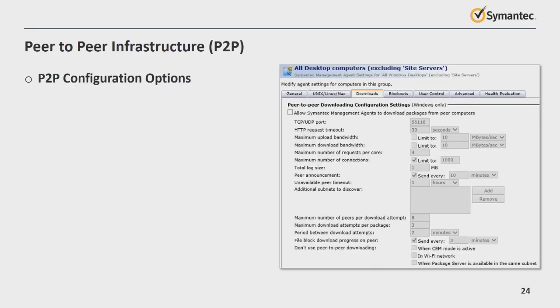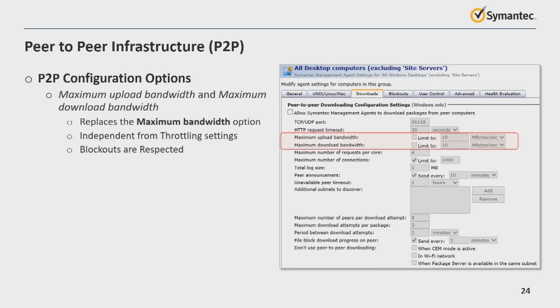Okay, so we have a few more P2P options. So if you've worked with the peer-to-peer in 8.1, we've actually enhanced that to include a couple of new features. So we replaced the maximum bandwidth option that you see in 8.1 with 2, right? So in this case, I can set the maximum upload and the maximum download. So I can make a kind of a variant or a difference. Okay, so I can do independent throttling settings for each one. And the blockouts in this case are respected too. So if you've got those turned on, this will respect it.